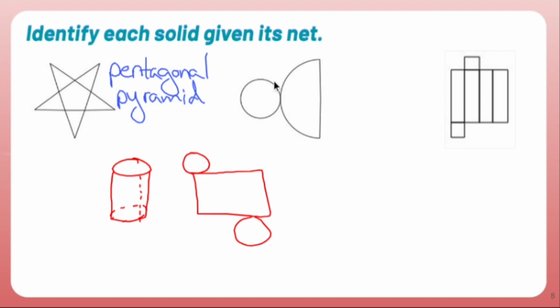This guy, if you were to take this half circle looking thing and wrap it around that circle here, you would get yourself a cone. Okay, and if I were to take this guy, fold it up, take this guy, fold it up, and wrap these around, I would have a rectangular prism.